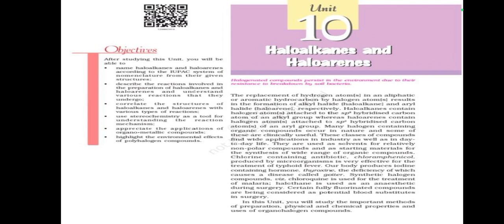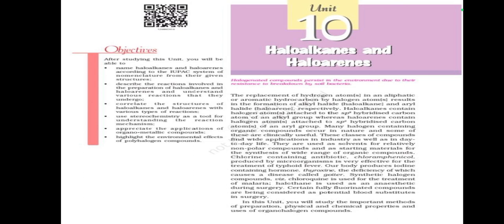The replacement of hydrogen atom in an aliphatic and aromatic hydrocarbon by halogen atom results in the formation of alkyl halide, haloalkane, and aryl halide, haloarene, respectively. Haloalkanes contain halogen atom attached to the sp3 hybridized carbon atom of an alkyl group, whereas haloarenes contain halogen atoms attached to sp2 hybridized carbon atoms of an aryl group.